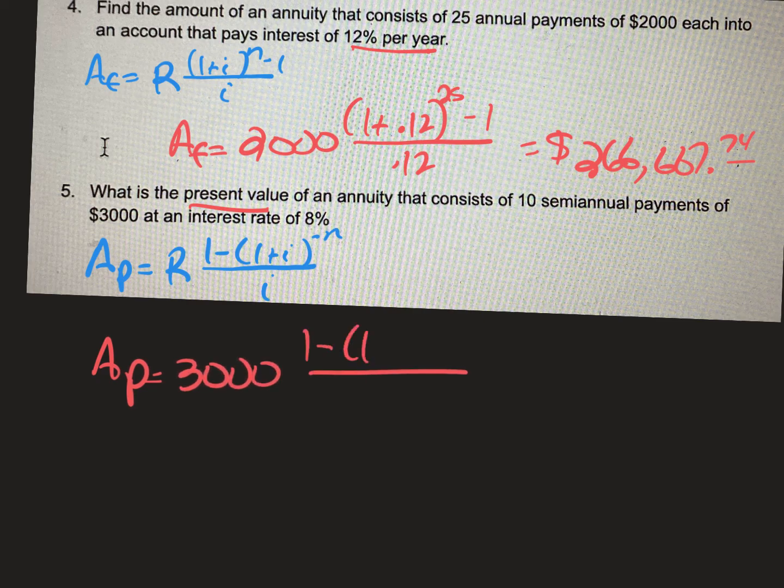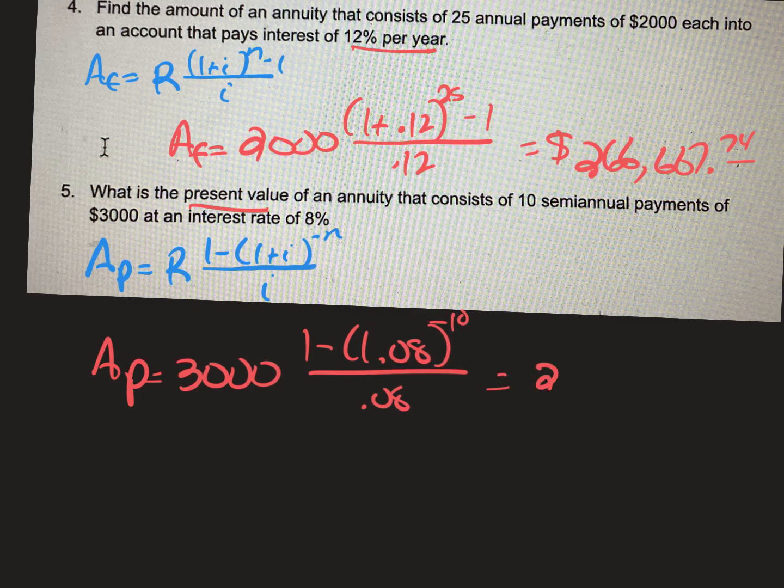So for the present value, the payment is $3,000. 1 minus 1 plus I. The interest rate is 8%, and it is just 8%. So I'm going to go 1.08. How many payments? We had 10 semi-annual payments. Should be negative 10 there, and then 0.08 in my denominator. And again, one more time, I'm going to punch that in.